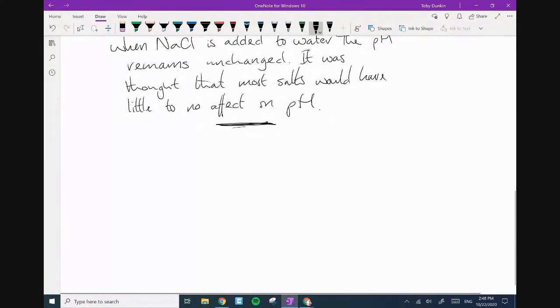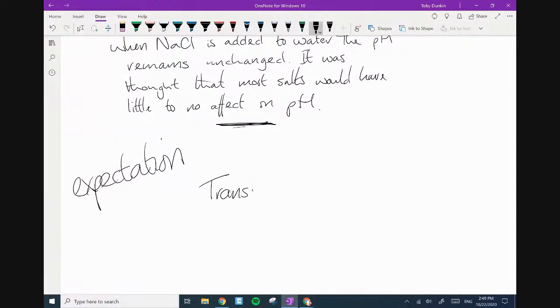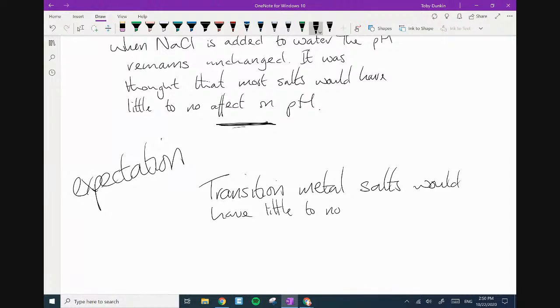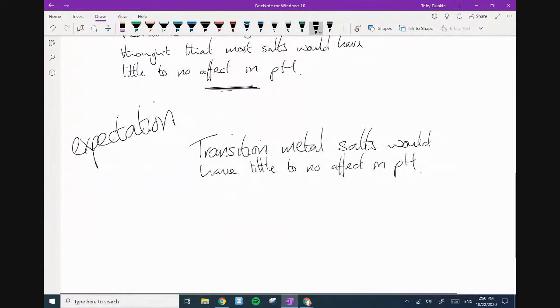when you have copper sulfate, the expectation was that transition metal salts would have little to no effect on pH. That was the expectation. It turned out not to be true.